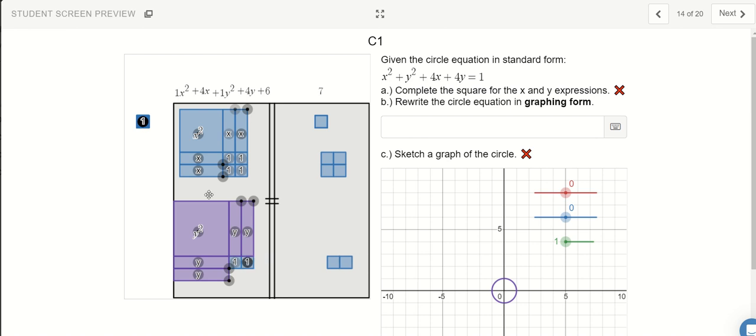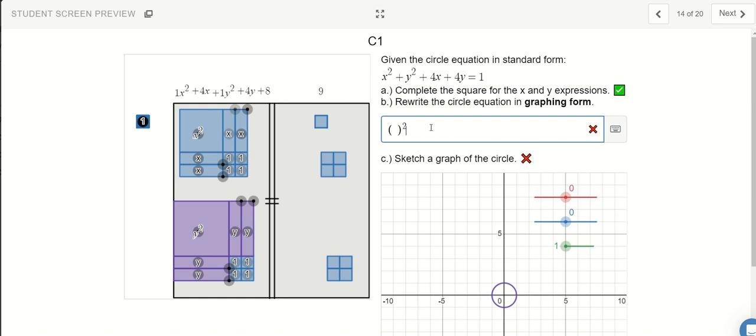1, 2, 3, 4. So now that I completed both boxes, I can write this as 2 perfect squares, the X square and the Y square, equals, again, 4 plus 4 plus 1. We have 9 on the other side now. Okay, this is x plus 2 by x plus 2, so this is x plus 2 squared. This is y plus 2 by y plus 2, so y plus 2 squared.